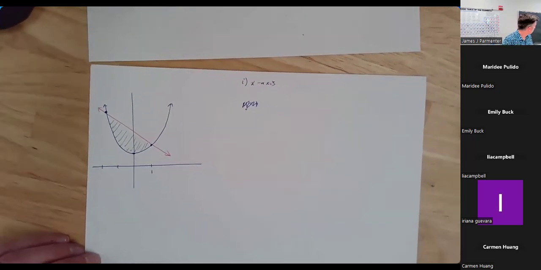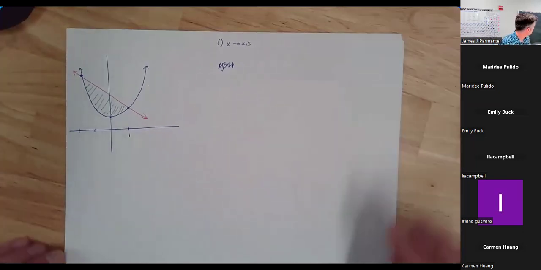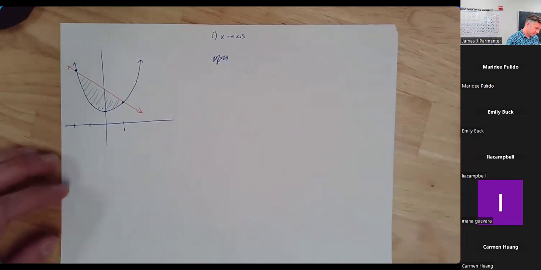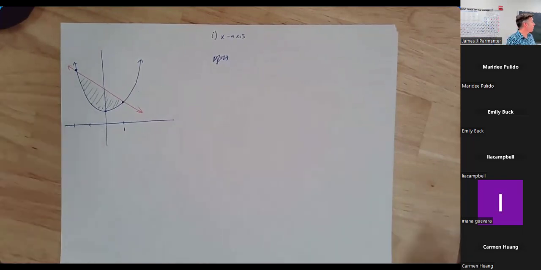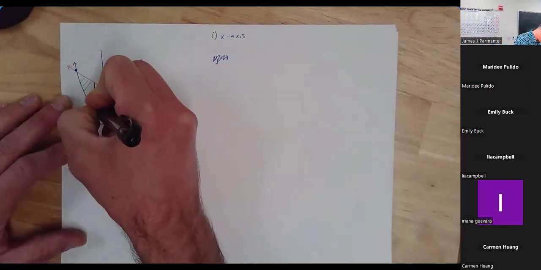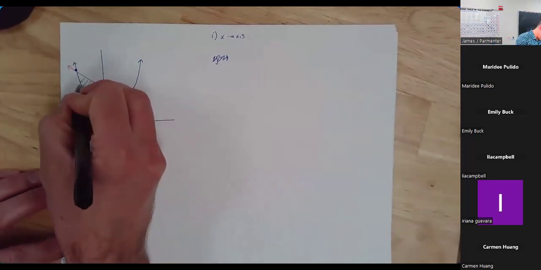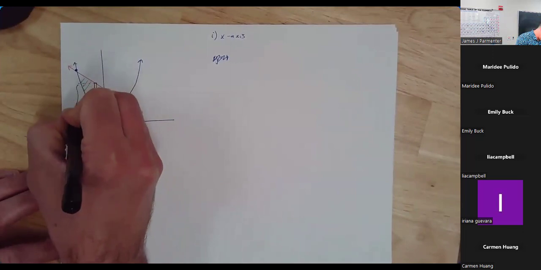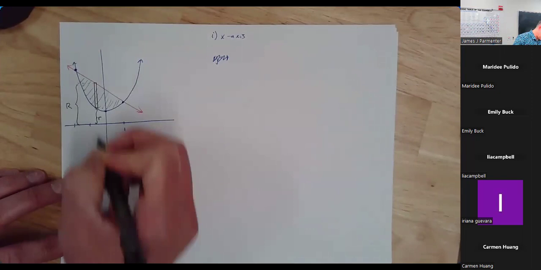Okay, so for revolving around the x-axis, I'm going to draw what kind of strip? A vertical strip, because it's got to be perpendicular to my axis of rotation. Here's my vertical strip. And I'm just thinking of this distance as my outer radius, and this distance as my inner radius.